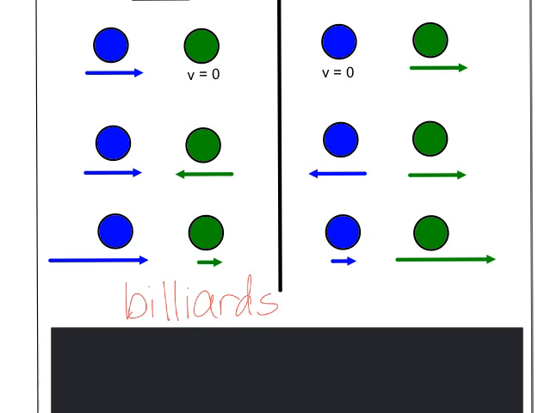So if something undergoes an elastic collision, you want to think of the object as bouncing and hitting off of each other.